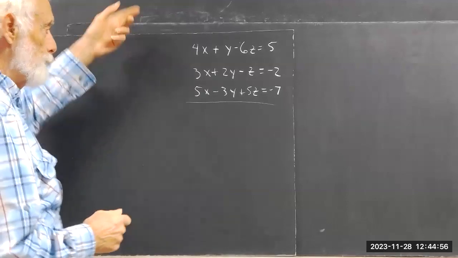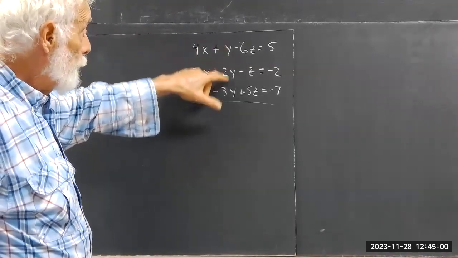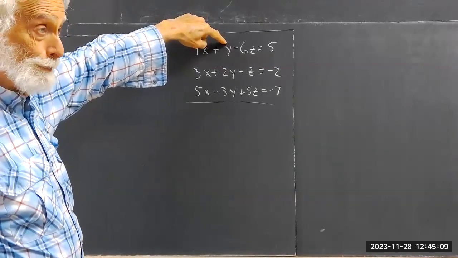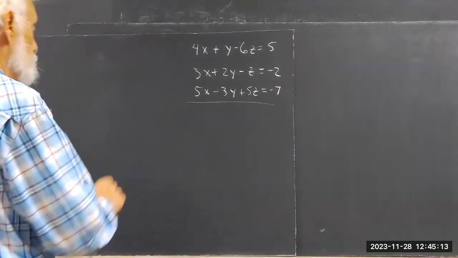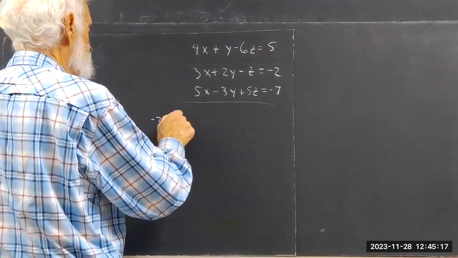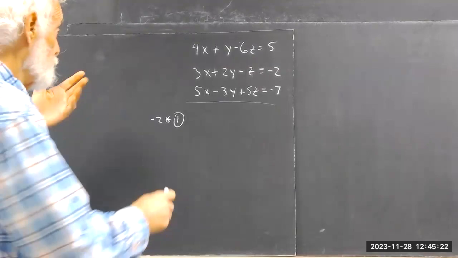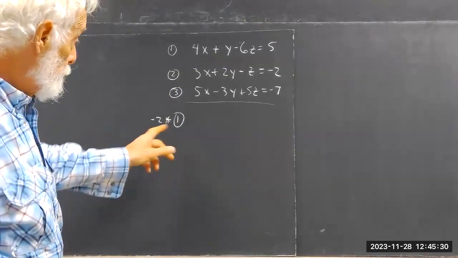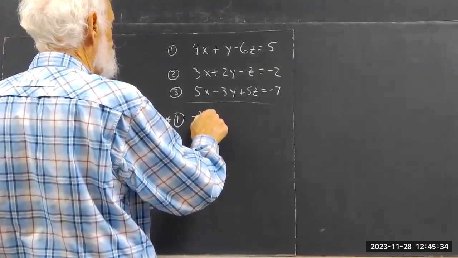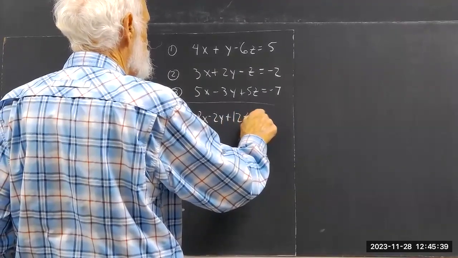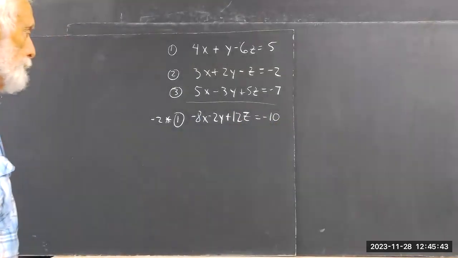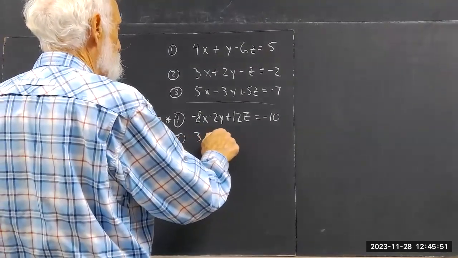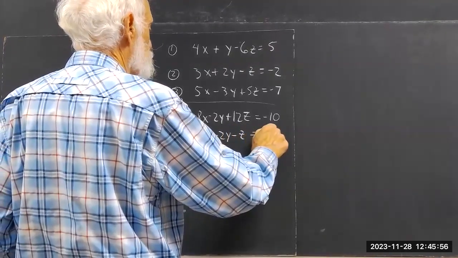Okay, so my strategy is going to be, I'll use these 2 equations to match up the y's so they go away. I'm going to have a -2 in front of this y, which means I have to multiply the whole equation by -2. So I'm going to say -2 times equation 1. Now, just to be sure, this is equation 1, this is equation 2, this is equation 3. -2 times equation 1 is -8x minus 2y plus 12z equals -10. And then equation 2 is 3x plus 2y minus z equals -2.